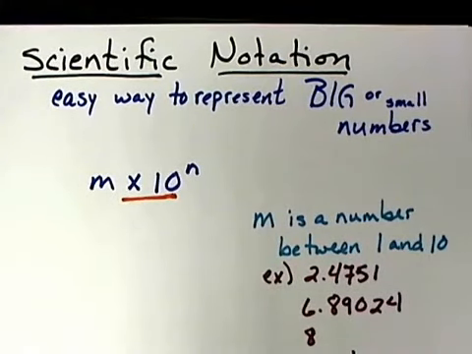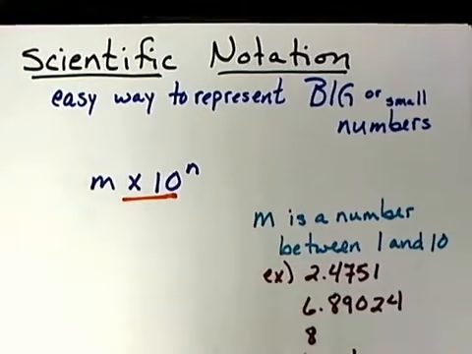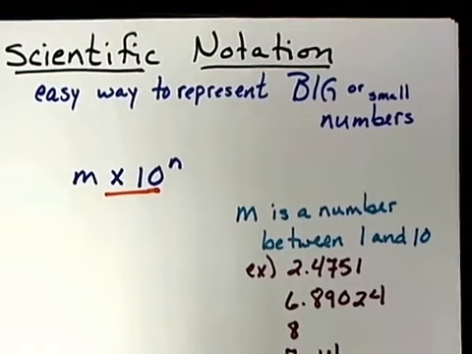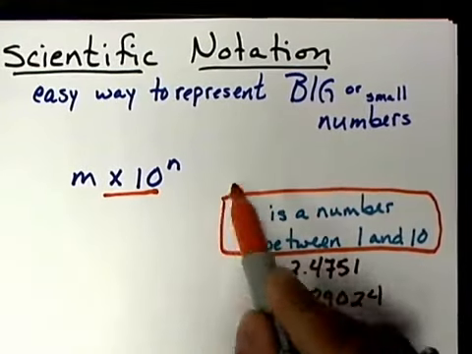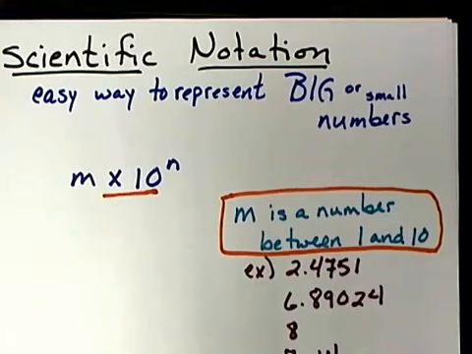Now, what can I say about m and n? M is always a number between 1 and 10. It includes 1, but it does not include 10. So in other words, it has to be one digit, 1 through 9, and then a decimal point.